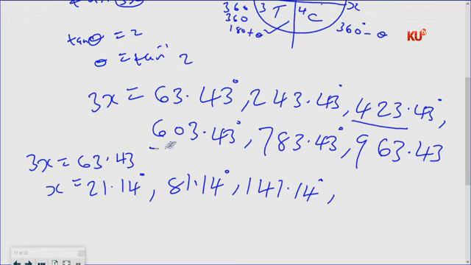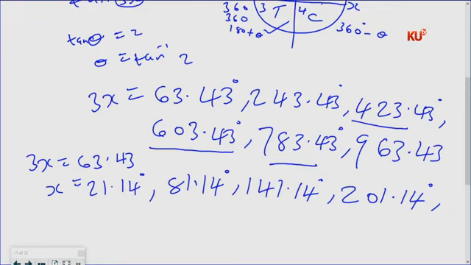Let's move to the next angle, this one. So you'll have 603.43 divided by 3. I hope you know where this 3 is coming from. It's because of that 3 there. So divide by 3, you'll get 201.14 degrees.